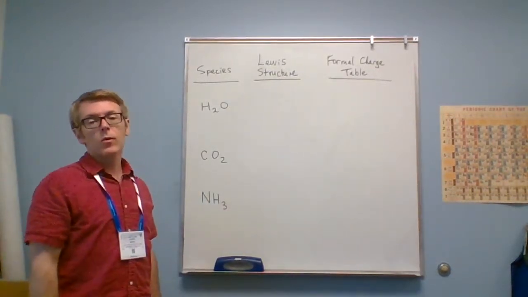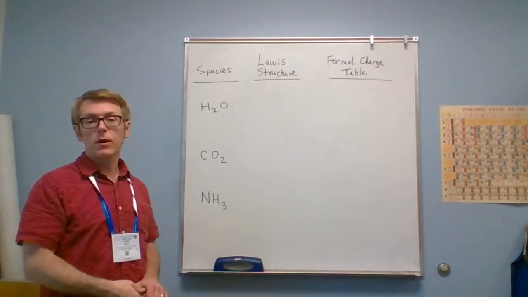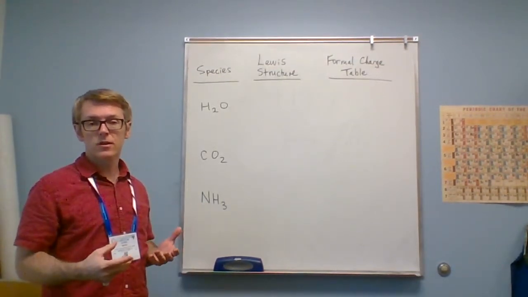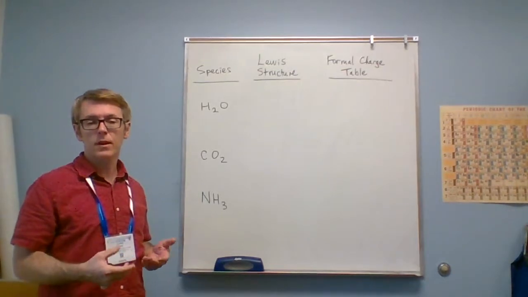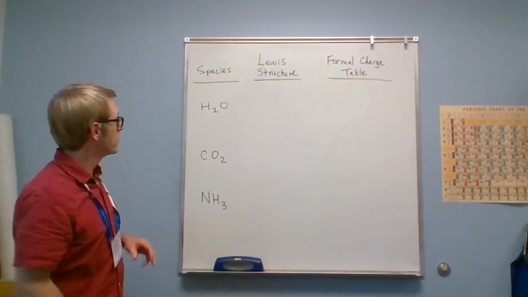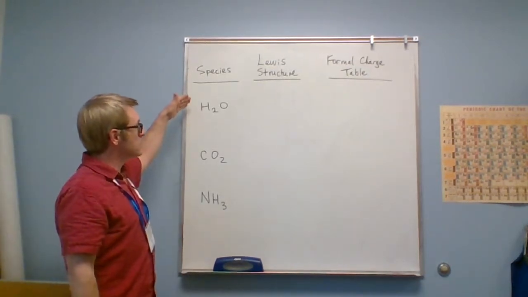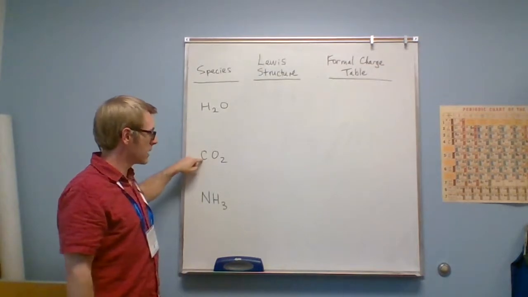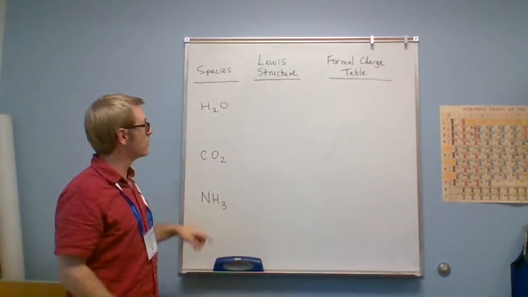In this video, we're going to look at small covalent molecules, and we're going to learn how to represent them as a Lewis dot structure and also write an accompanying formal charge table for the structure. So here we have three species. We have a water molecule, we have carbon dioxide, and we have an ammonia molecule.